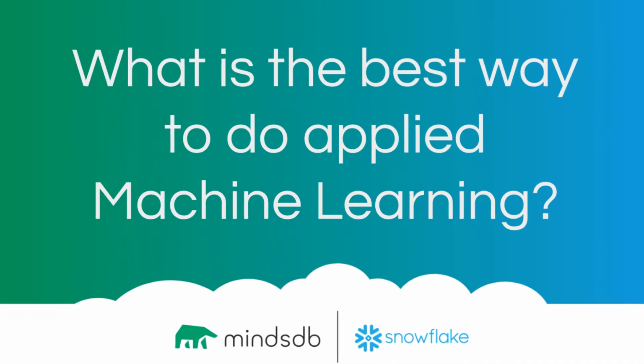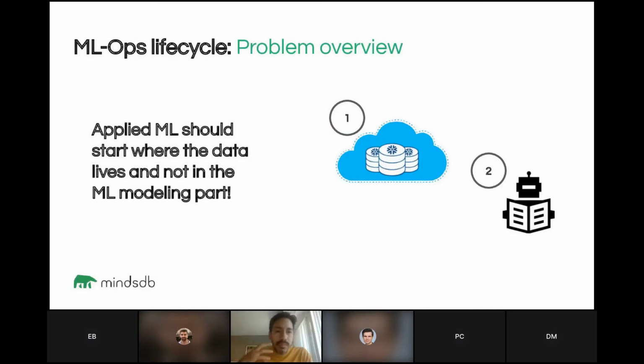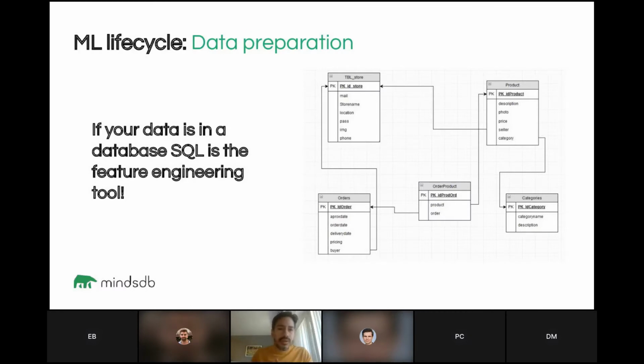What is the best way to do applied machine learning? Every applied machine learning problem should start where the data lives and not in the machine learning modeling parts. And beyond that, SQL is probably the best feature engineering tool that exists out there. You send a query to the database and you get columns in return. Those columns are features. From there on, how you turn those columns into vector representations is more of an encoding problem that could be automated.